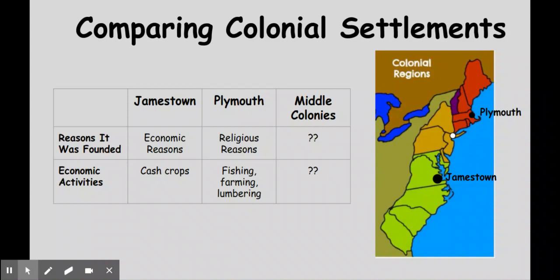Plymouth, on the other hand, was a settlement in the New England colonies. It was founded for religious reasons, as the colonists sought religious freedom. Today, we will be learning about two important early settlements in the middle colonies.